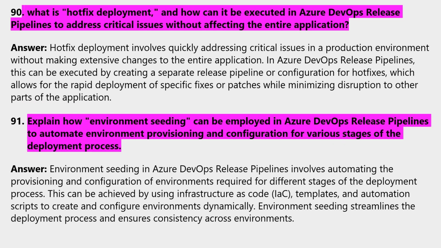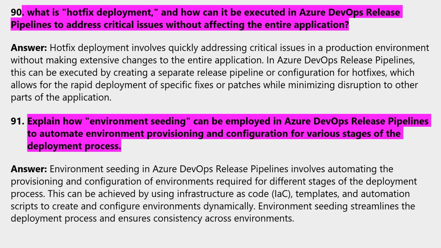What is hotfix deployment, and how can it be executed in Azure DevOps release pipelines to address critical issues without affecting the entire application? Hotfix deployment involves quickly addressing critical issues in a production environment without making extensive changes to the entire application. In Azure DevOps release pipelines, this can be executed by creating a separate release pipeline or configuration for hotfixes, which allows for the rapid deployment of specific fixes or patches while minimizing disruption to other parts of the application.